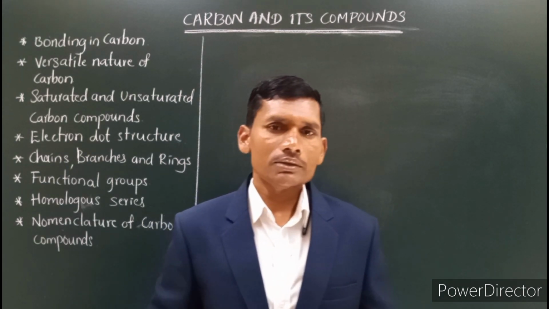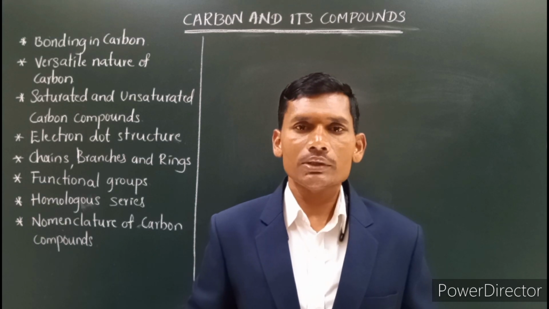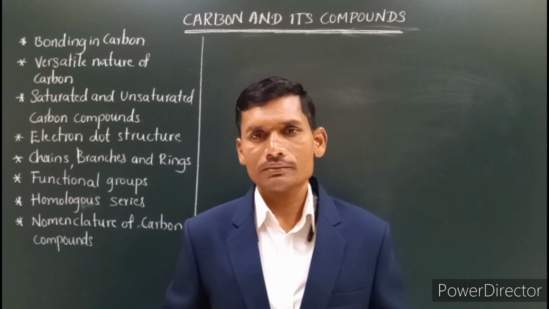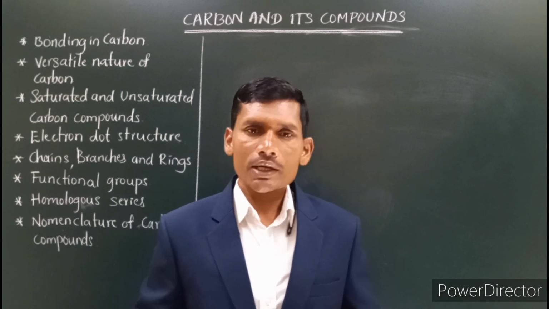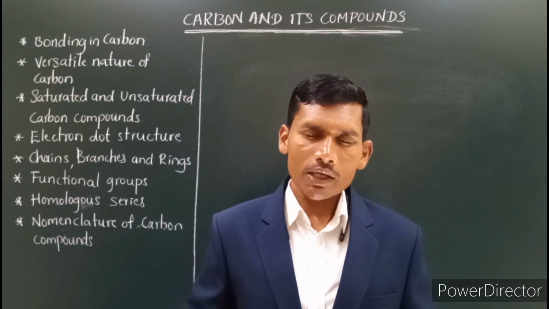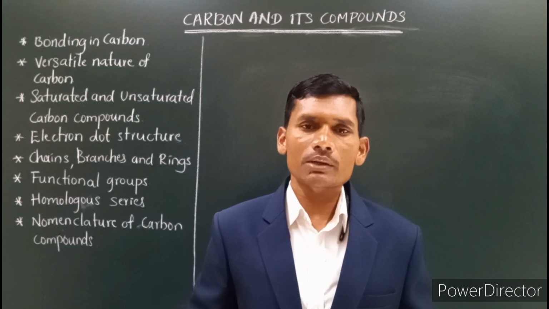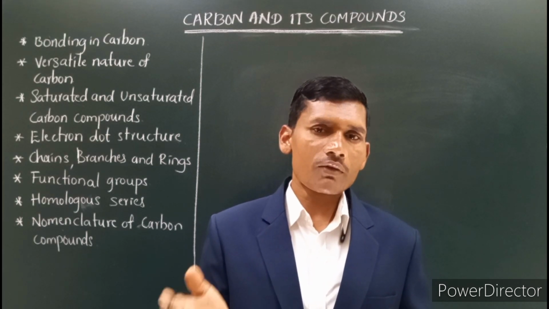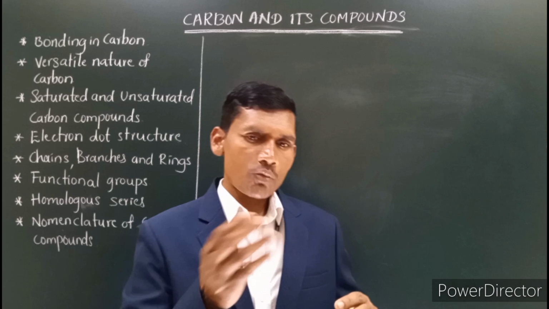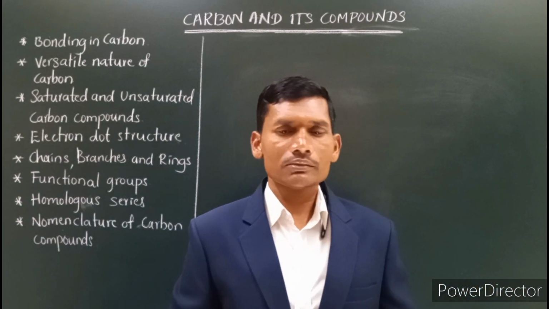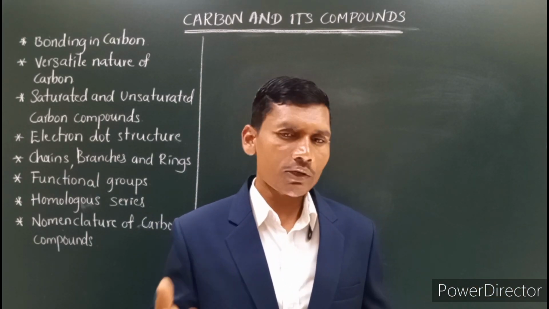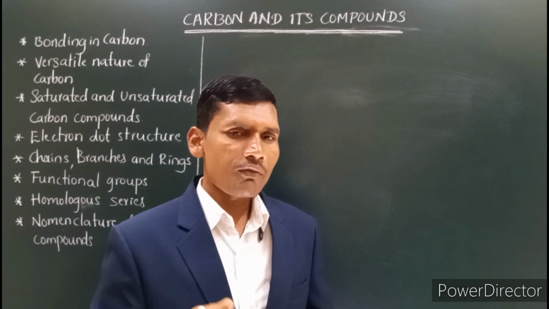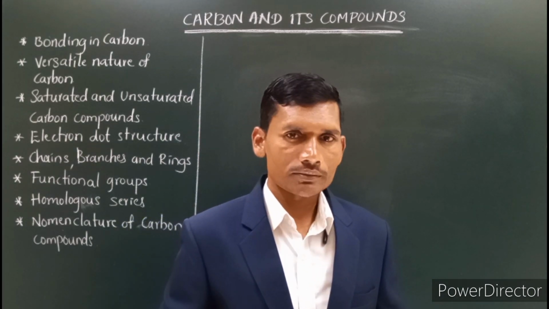Now, let us take how the bonds are formed in carbon compounds, that is bonding in carbon first. In inorganic chemistry, you already studied what ionic bonds are. Ionic bonds are nothing but complete transfer. If the bond is formed by complete transfer of electrons from one atom to the other atom, that bond formed will be an ionic bond that you already studied. Now, in carbon compounds, the bond formed will be a covalent bond.